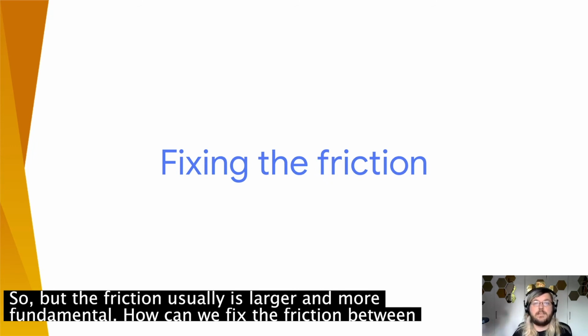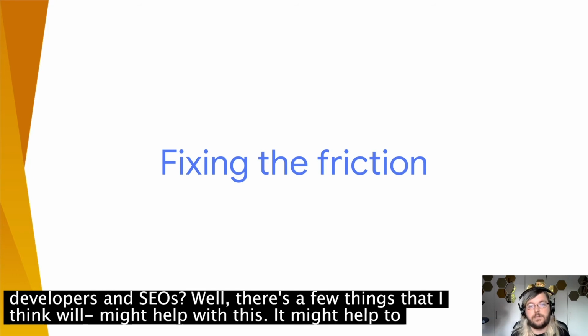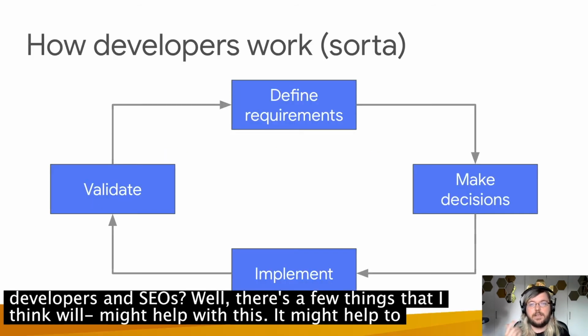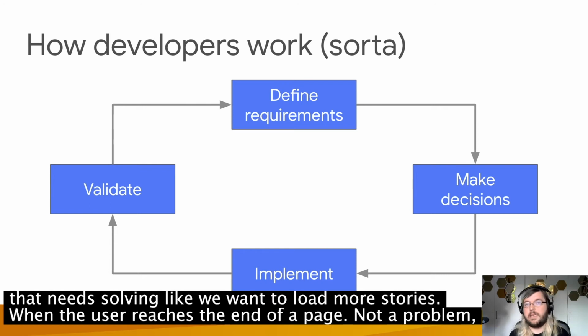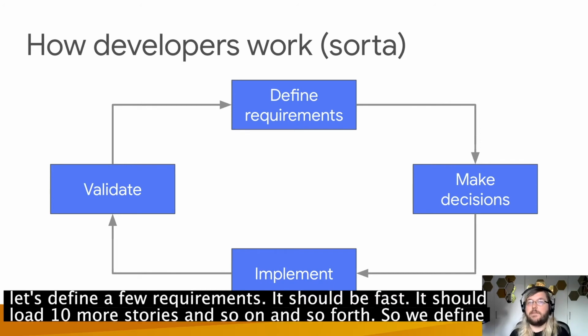How can we fix the friction between developers and SEOs? Well, there's a few things that I think might help with this. It might help to understand how developers more or less work. Roughly, the work flows like this. Developers get a problem that needs solving. Like, we want to load more stories when the user reaches the end of a page. Not a problem. Let's define a few requirements. It should be fast, it should load 10 more stories, and so on and so forth.